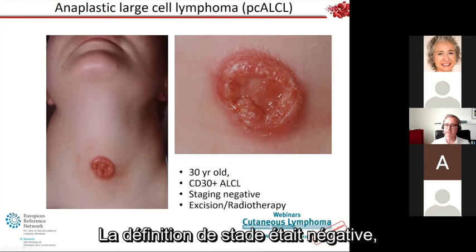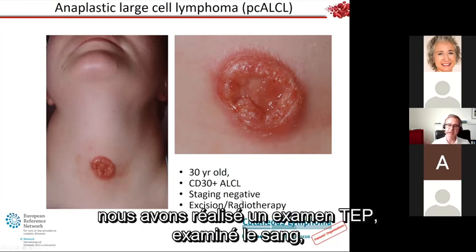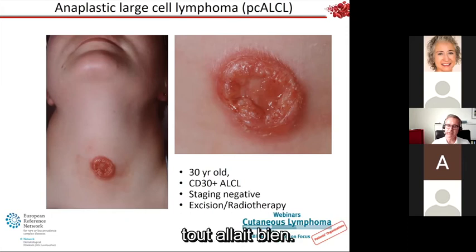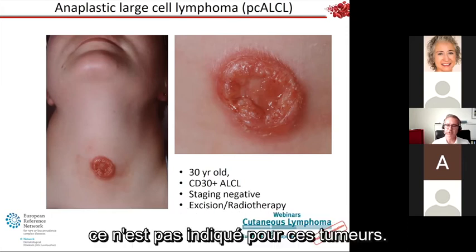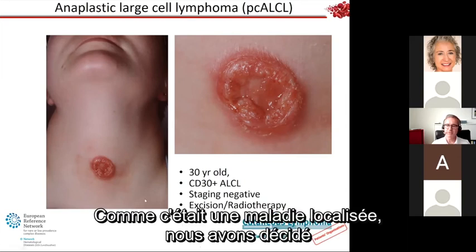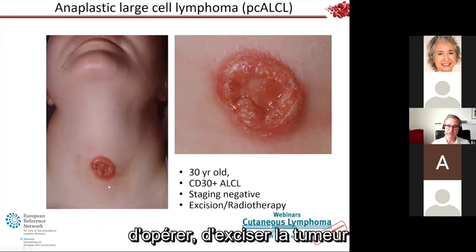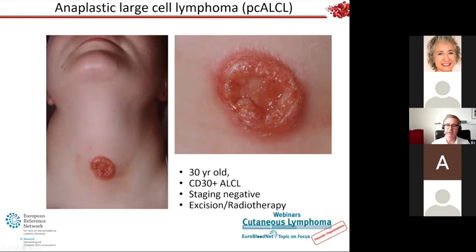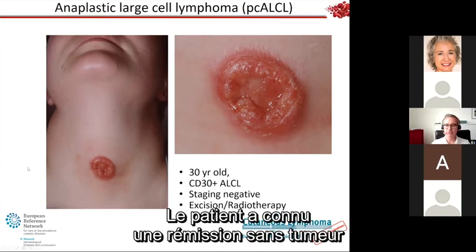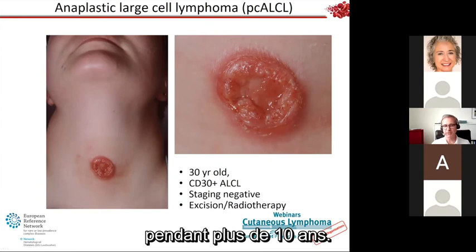Staging was negative, so we did the PET scan, we checked in the blood, everything was fine. We did not have to do a bone marrow puncture. This is not indicated in these tumors. And we decided, because it was a localized disorder, to perform a surgery, excise the tumor, and follow up with a local radiotherapy. The patient has been without tumor in full remission for more than 10 years now.